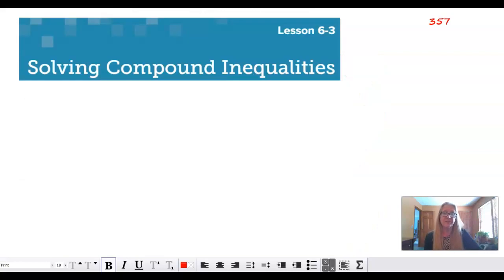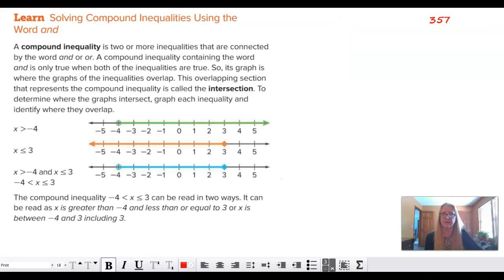We're going to be starting on page 357 in your workbooks. We have solved multi-step inequalities, but these are what we're going to be calling compound inequalities now. When we have compound inequalities, we have two little inequalities that are joined either by the word and or or. If you have two inequalities and they're joined by and, that means that both of those statements have to be true for it to be a solution. If it's joined by the word or, that means that one or the other has to be true, but not both.